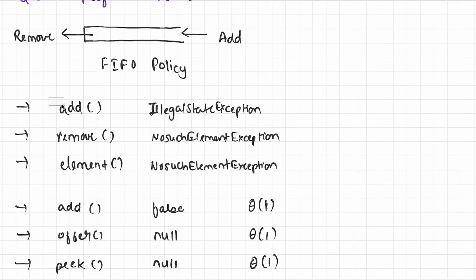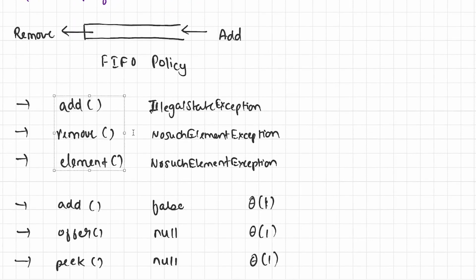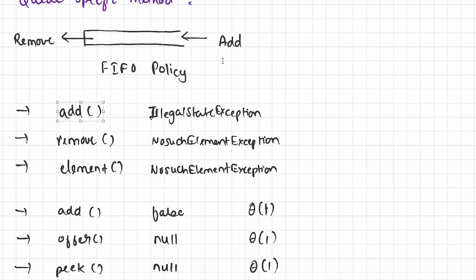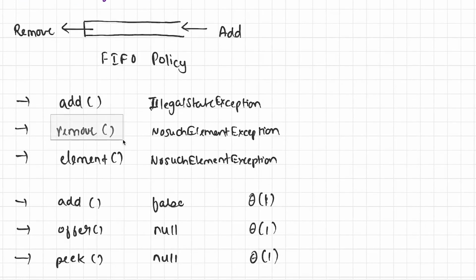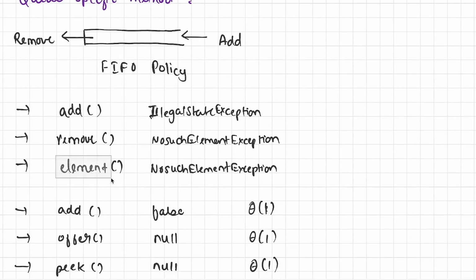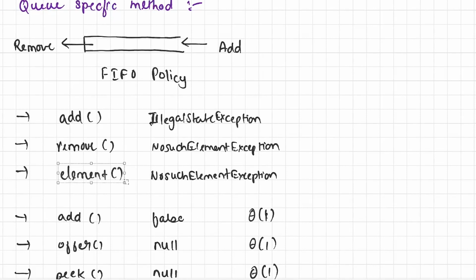And these are the methods that are specific to queue data structure. So the first one is add method. Add method is used to add elements to the end of the queue. Now the next is remove method. Remove method is used to remove the elements from the front of the queue because it follows first in, first out policy. And the next method is element method. So the element method is used to see the element that is present in the front of the queue.